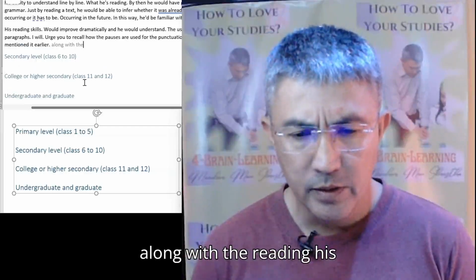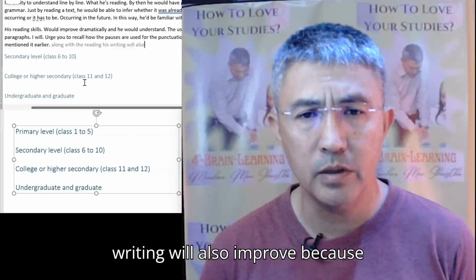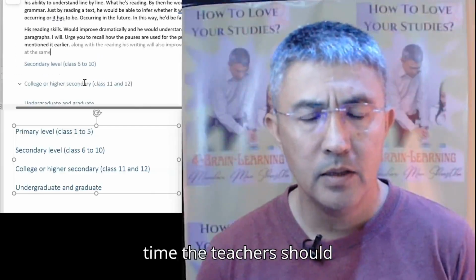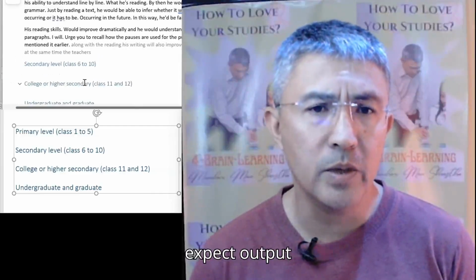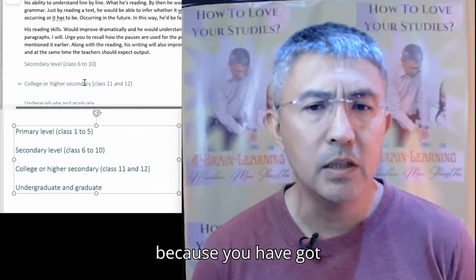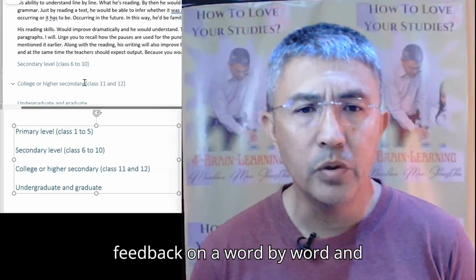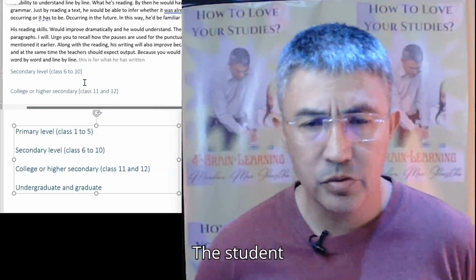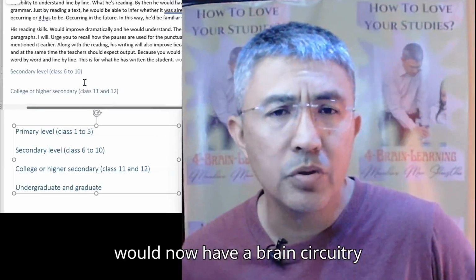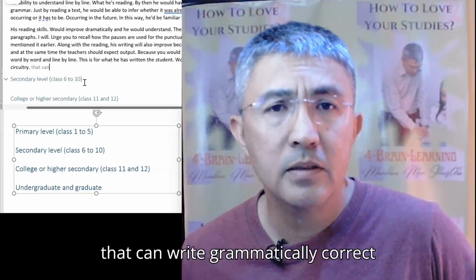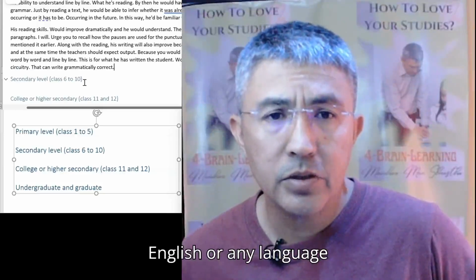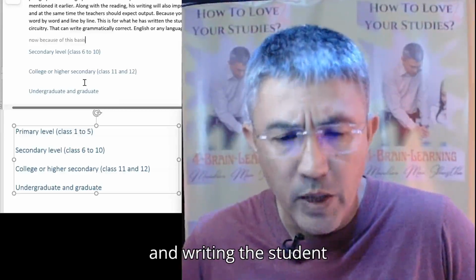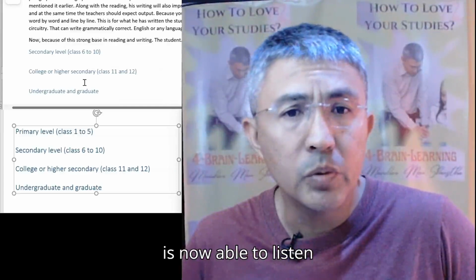Along with the reading, his writing will also improve because now there is input, and at the same time, the teachers should expect output, because you would have got feedback on a word by word and line by line basis for what he has written. The student would now have a brain circuitry that can write grammatically correct English or any language. Now, because of the strong base in reading and writing, the student is now able to listen.